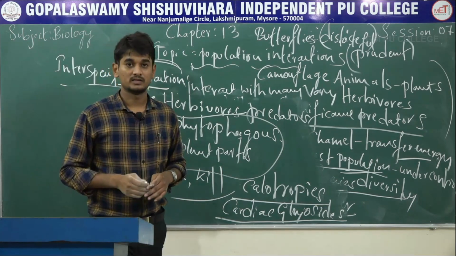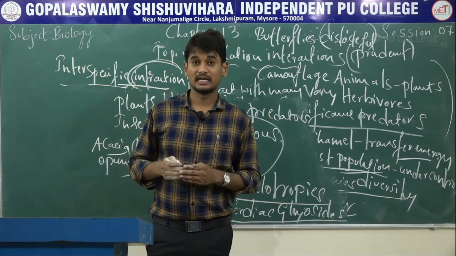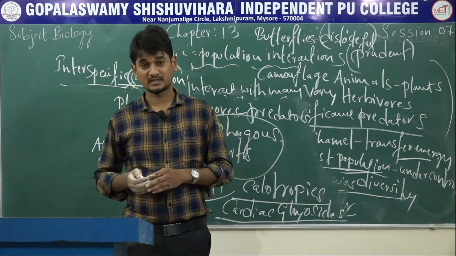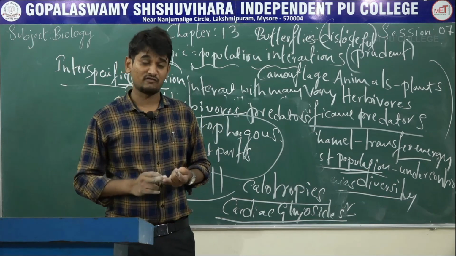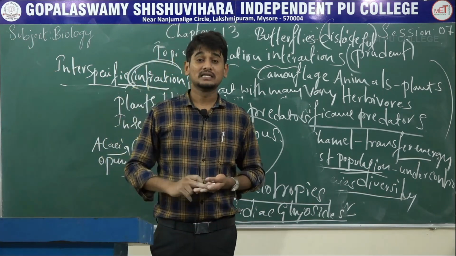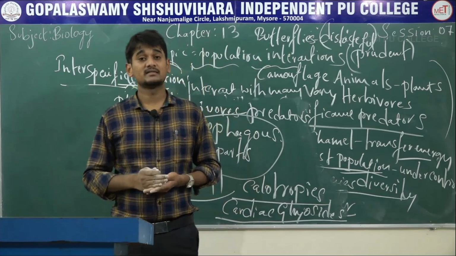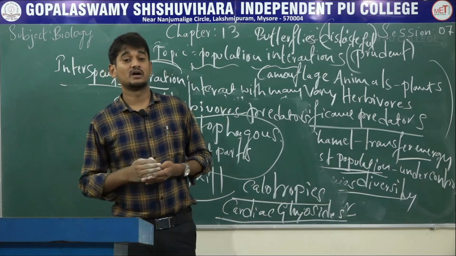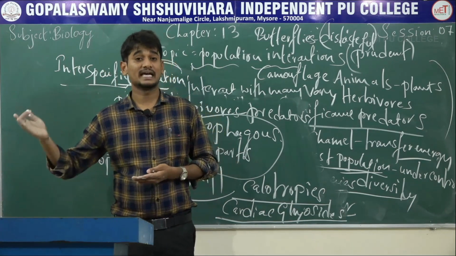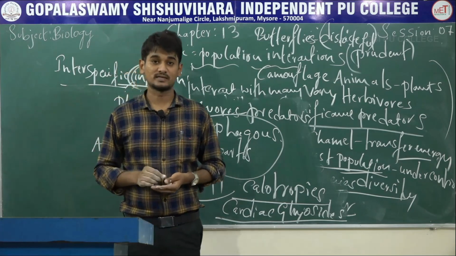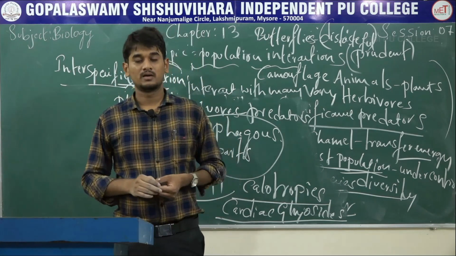See, various chemicals are extracted from plants for commercial purposes. Example: opium, caffeine, nicotine, quinine. These are all chemicals present in plants for the purpose of defense against grazers and browsers. Thank you.